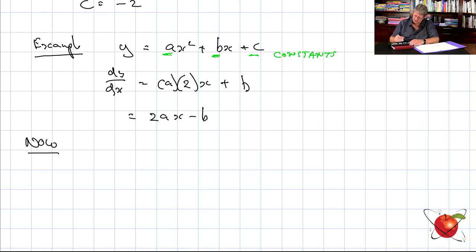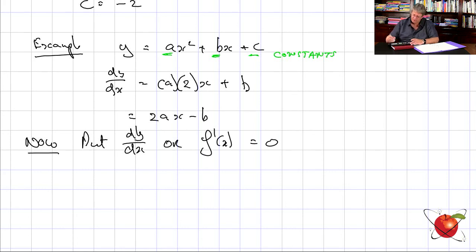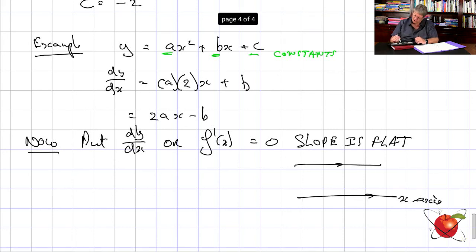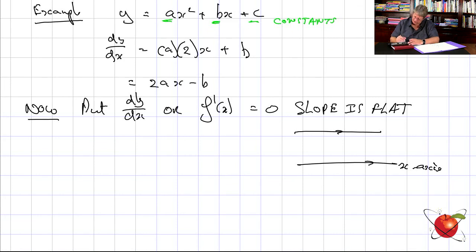Now, put dy by dx or f prime of x equal to 0. Remember we had a derivative plus a derivative minus. What if it's 0? It means that the slope is flat. That's what the line looks like. It's parallel to the x axis. If we do that, we're obviously going to find something interesting.